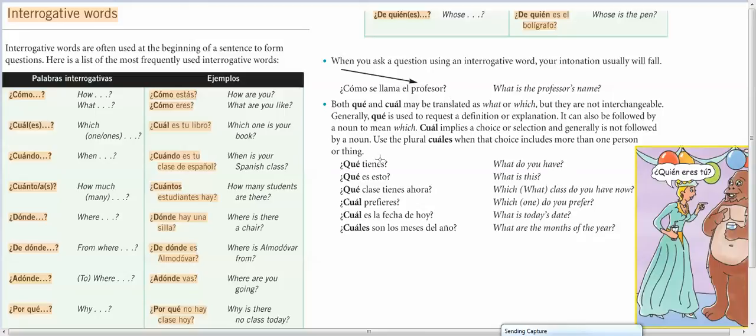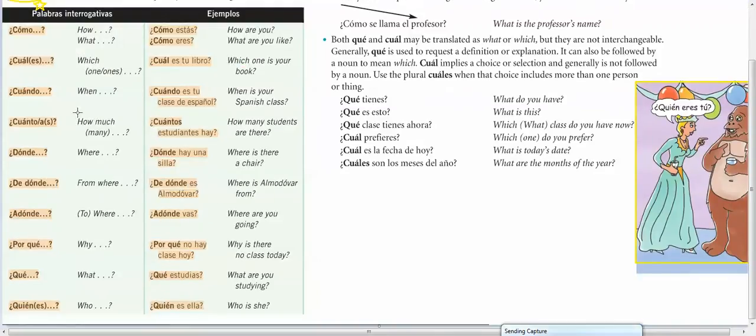Okay, I'm going to go ahead and go over interrogative words. They're words that are often used at the beginning of the sentence to form questions, so words that form questions. Let's just put a little star there. Okay. So here are some of them.